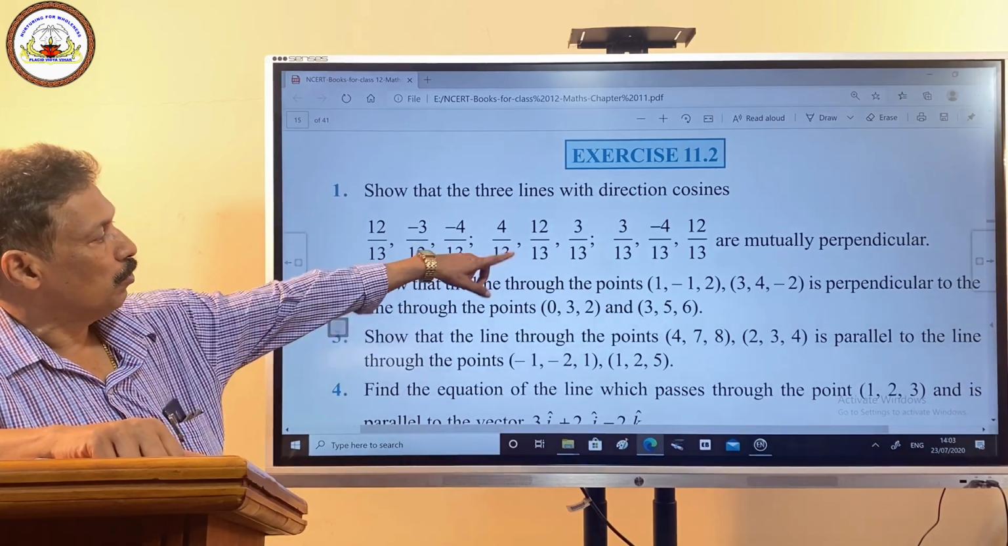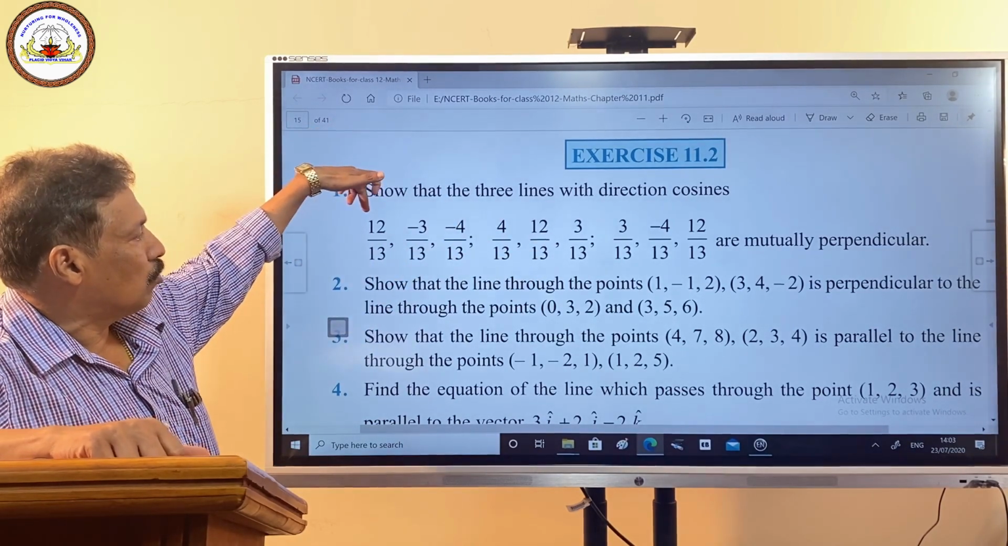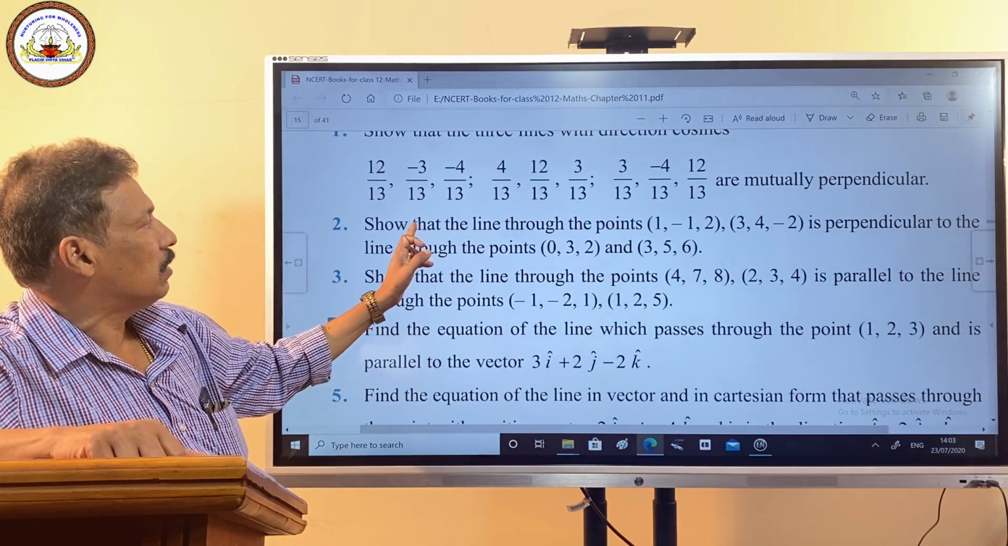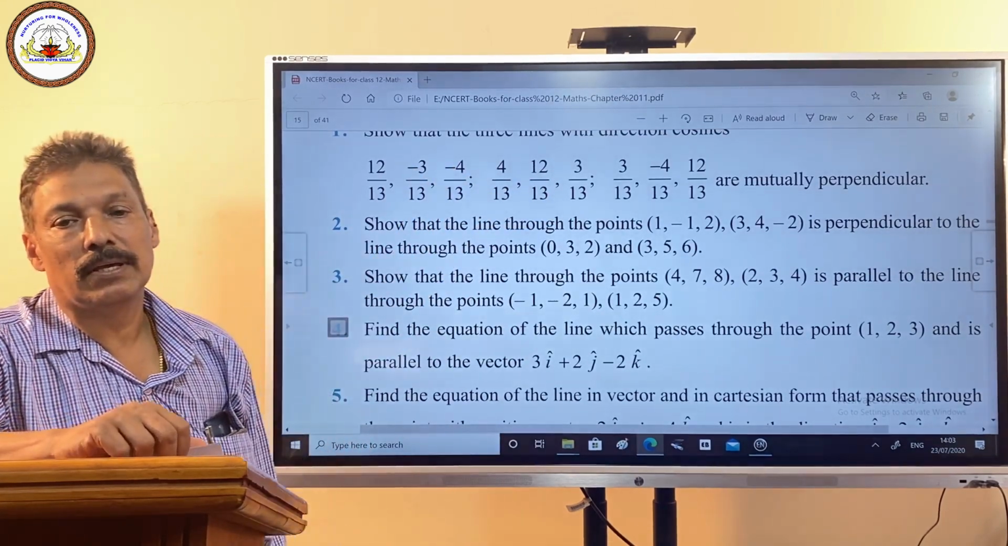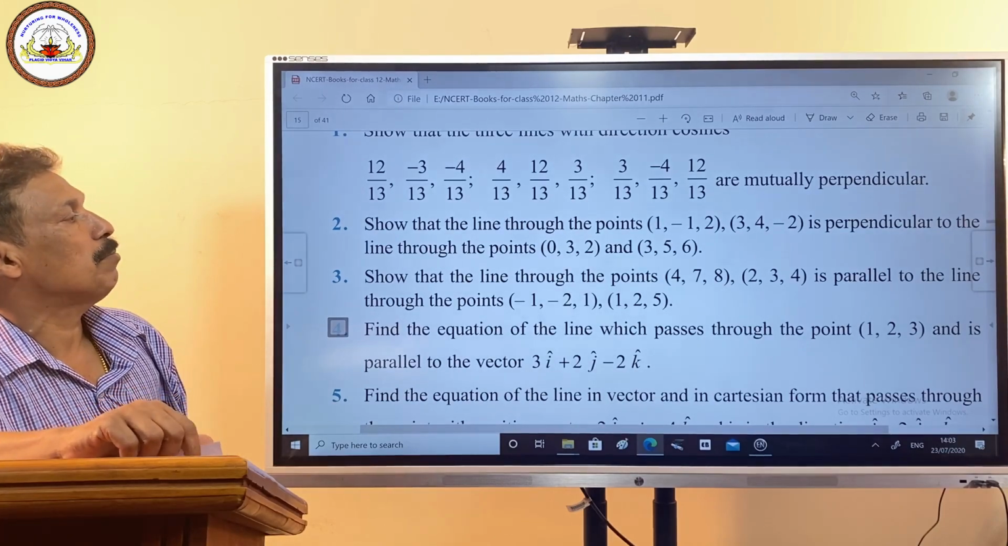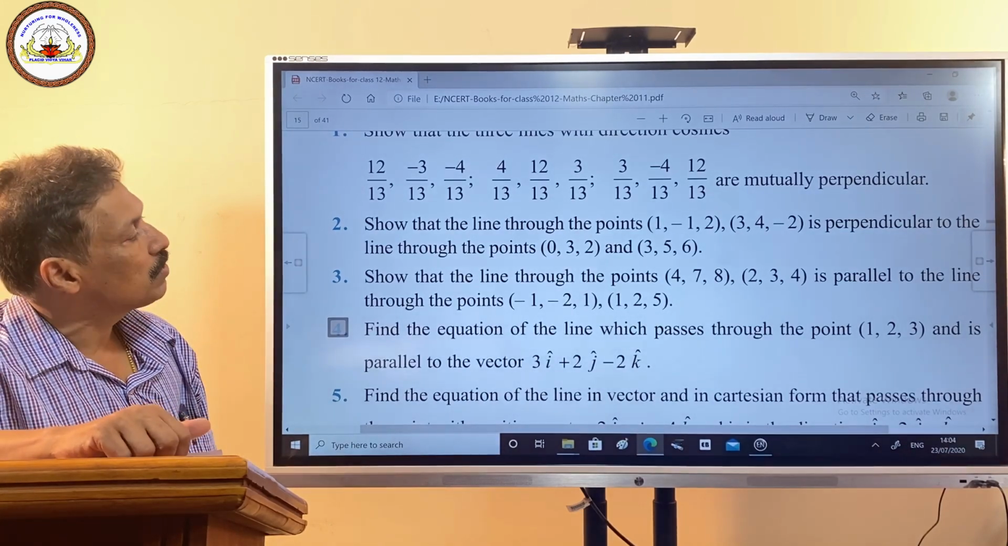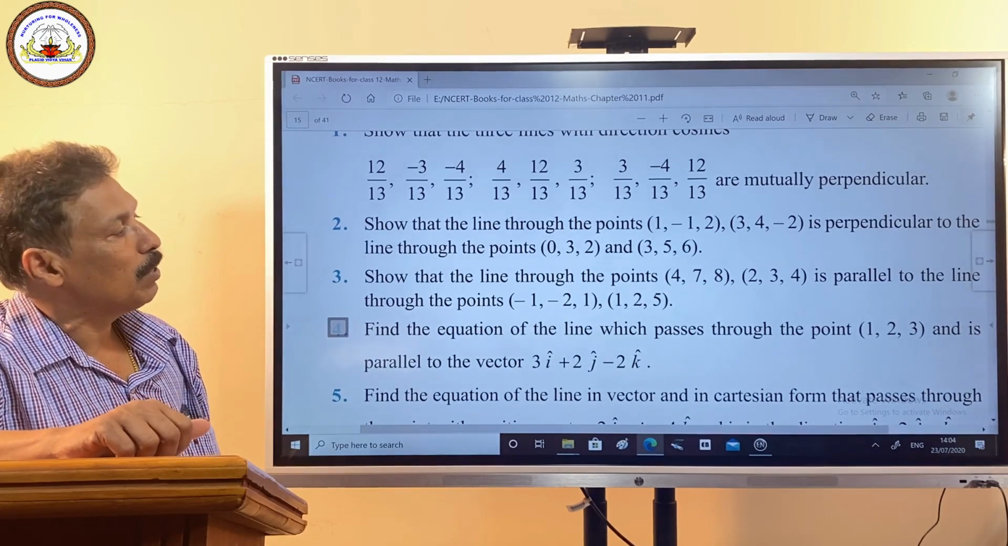We consider the first two. Then take the dot product, that is 12 into 4 plus -3 into 12 plus -4 into 3. That is equal to 0. Taking the dot product pairwise, it becomes 0. Then we can show that they are perpendicular.